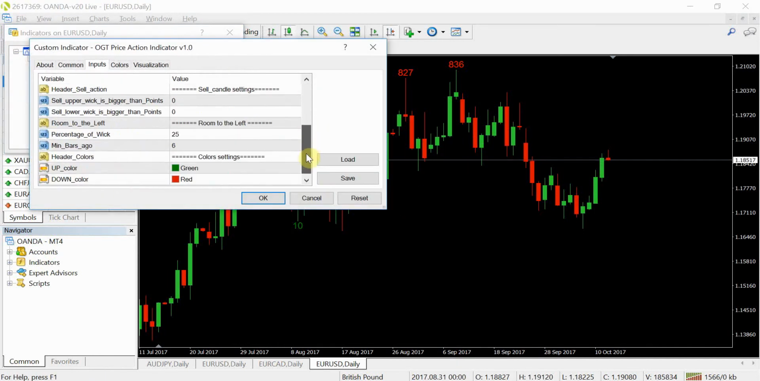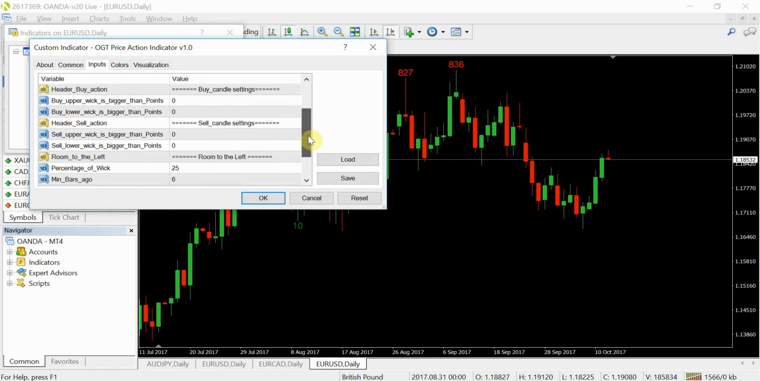What you can also do is change the colors. They're no longer up or down, so the numbers will be in red to signify this is a sell signal, and in green if it's a buy signal. So that's something there. You can change the colors if you wish.